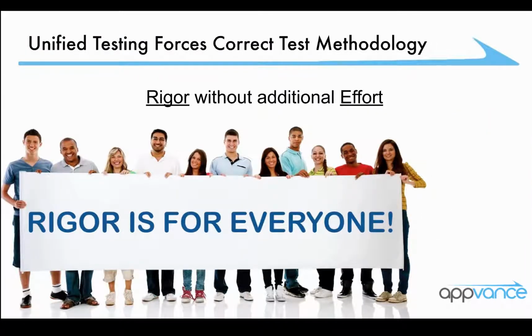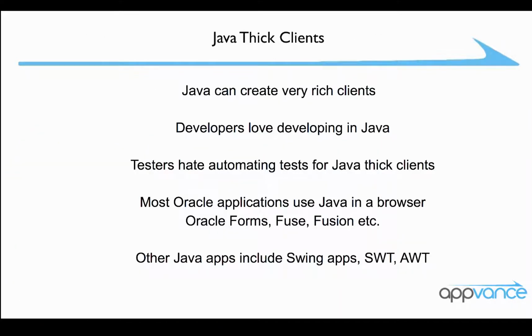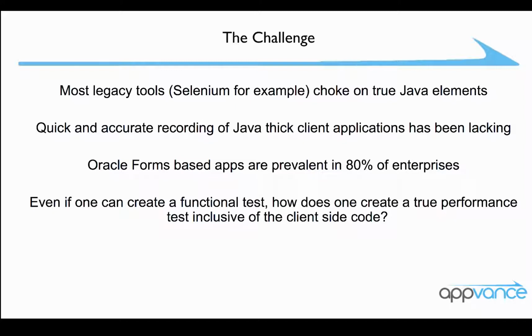Our platform helps instill rigor to your process enterprise-wide, and you really want to have all these different testing silos and all these different folks together on the same page. But specifically today, we're going to talk about Java thick clients, and that's a common struggle to test thoroughly, and that's something that we'll be able to help with today. The real challenge is that most legacy tools like Selenium really choke up on Java elements. There are a lot of issues with being able to record properly in Java.